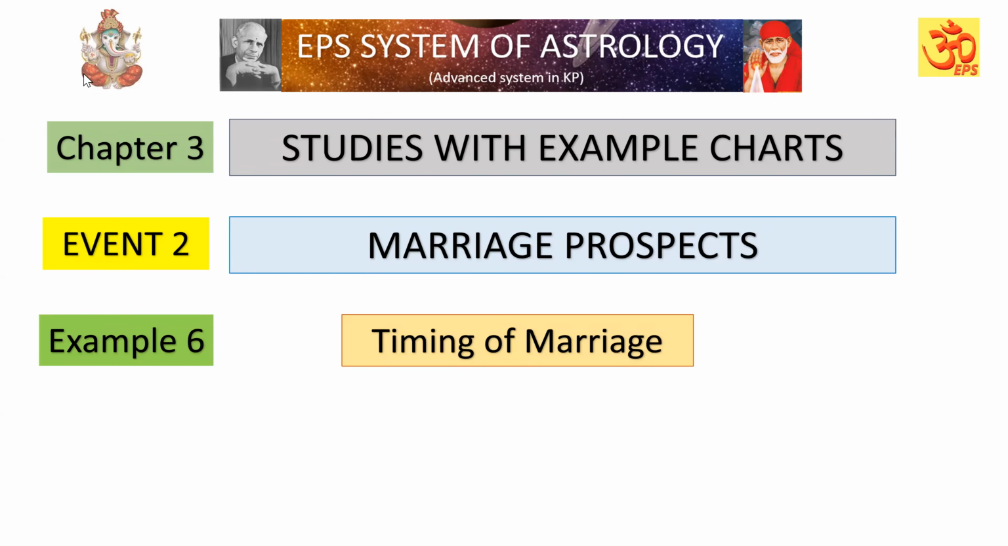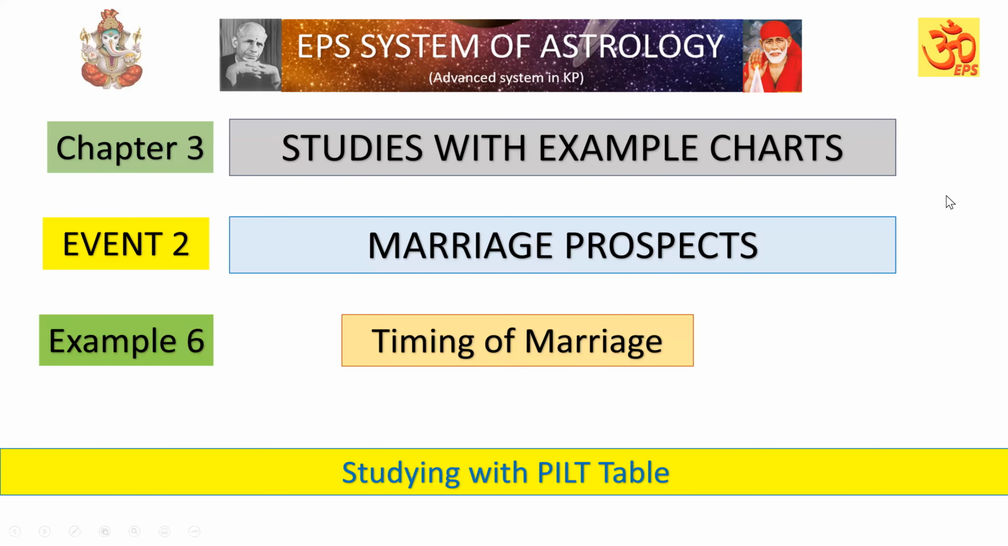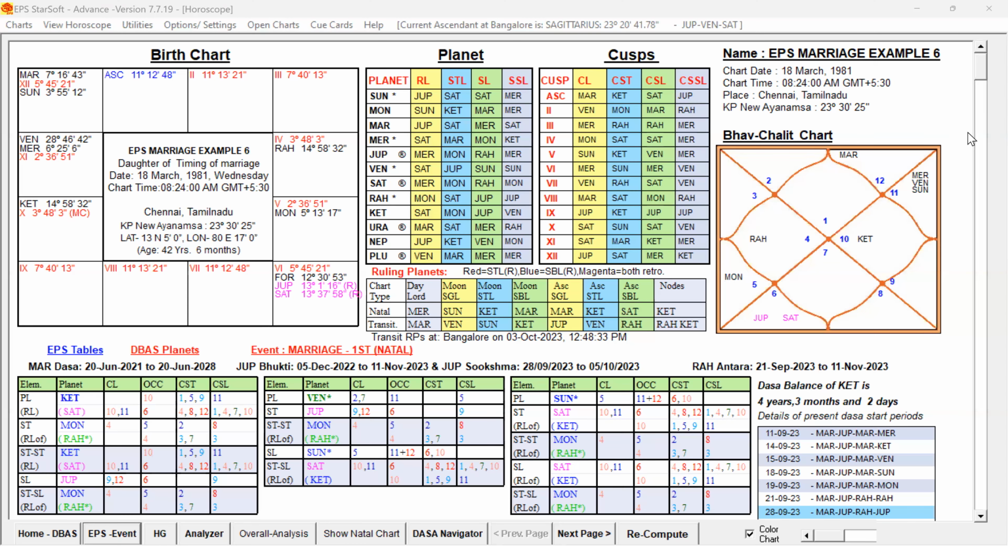Example number 6, timing of marriage. In this video, we are going to study with the PILT table. Now let us examine the birth chart and its PILT table. This is the birth chart of that female native. Now let us examine the PILT table for the timing of event.